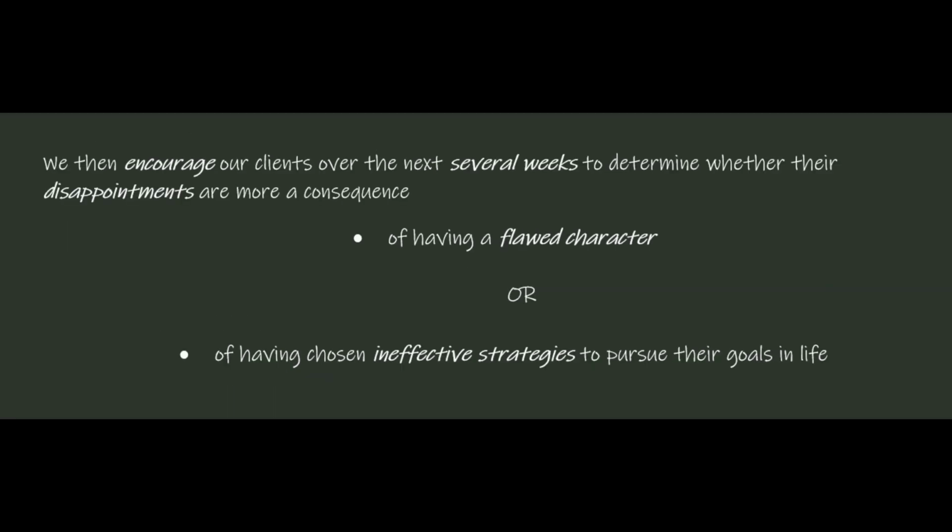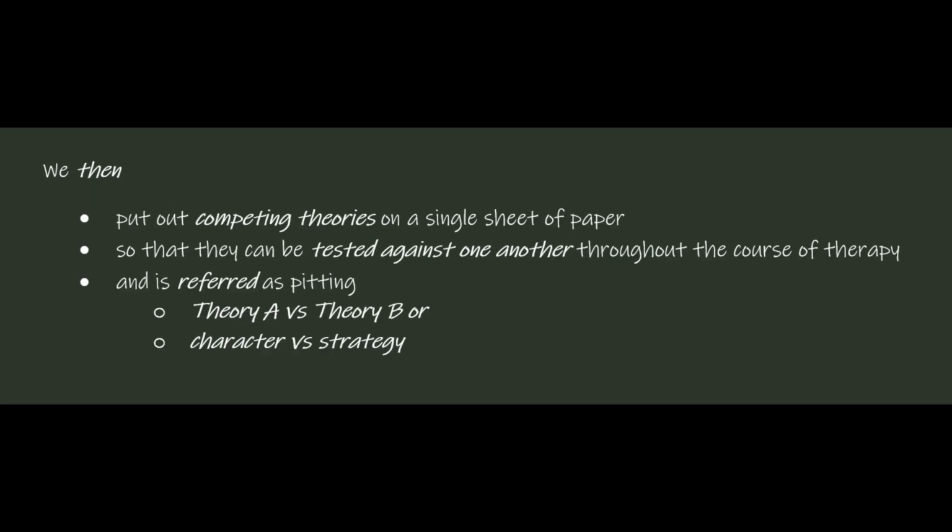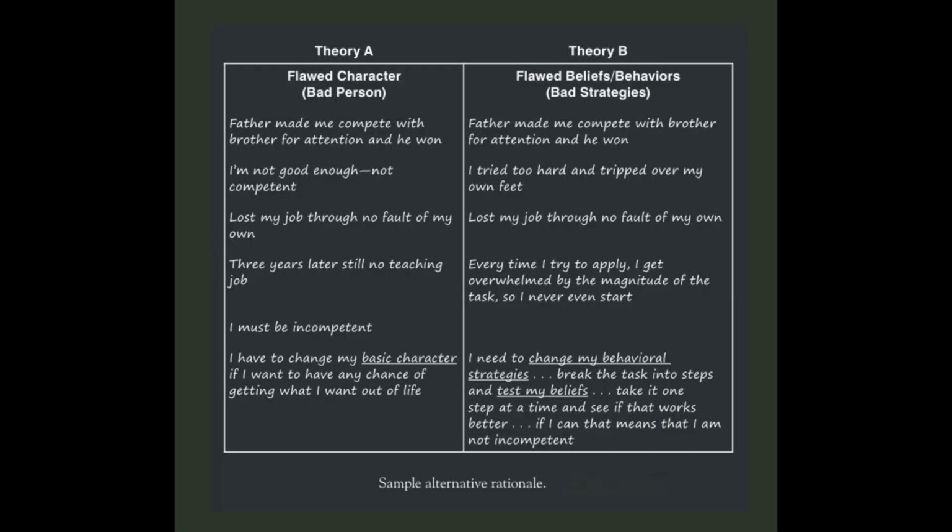We then encourage our clients over the next several weeks to determine whether their disappointments are more a consequence of having a flawed character or having chosen ineffective strategies to pursue their goals. And then we proceed to put the competing theories on a single sheet of paper so that they can be tested against one another throughout the course of the therapy, and this is referred to as pitting theory A versus theory B, or character versus strategy. This table shows a sample of alternative rationale and how to compare theories and shift the core of the problem from character flaws to strategy flaws.